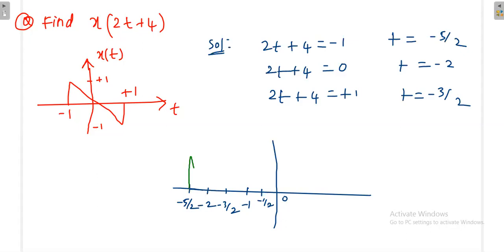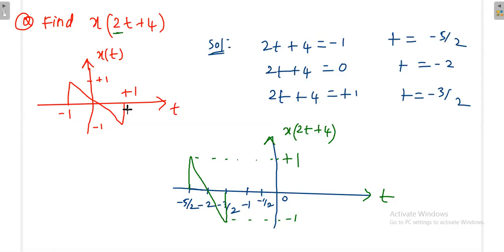And this will always be the same. This is +1 and this is -1. Now this is t and this is x of 2t plus 4. Now what has happened? Your diagram has shifted either towards left or right, but here it has to be shifted towards left because this is +4. It is also compressed because here you are having factor 2. That means it will be compressed by the factor of 2.